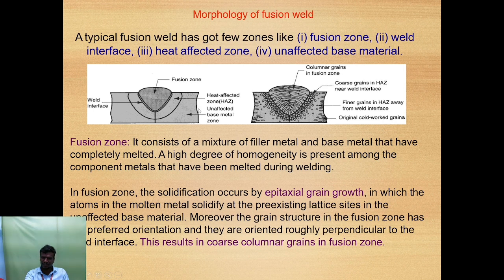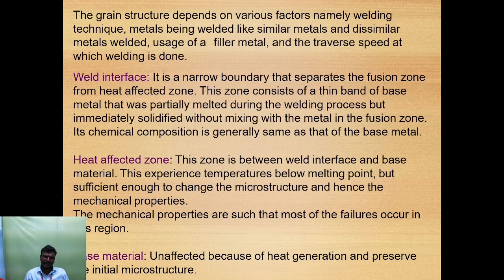Moreover, the grain structure in the fusion zone has a preferred orientation, and the grains are oriented roughly perpendicular to the weld interface. This results in the columnar grains in the fusion zone. And the grain structure depends on various factors, namely welding techniques and the metal being welded, like similar metals and dissimilar metals welded, usage of filler metals, and the transfer speed at which welding is done.